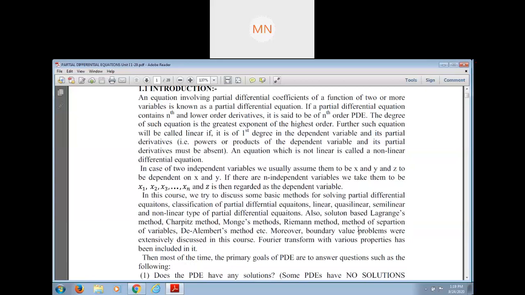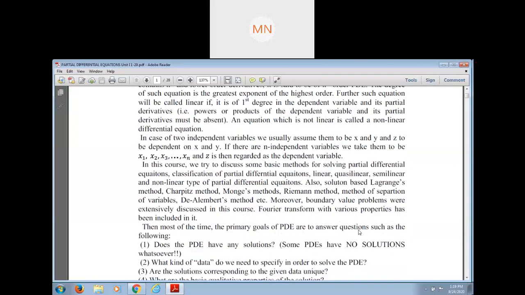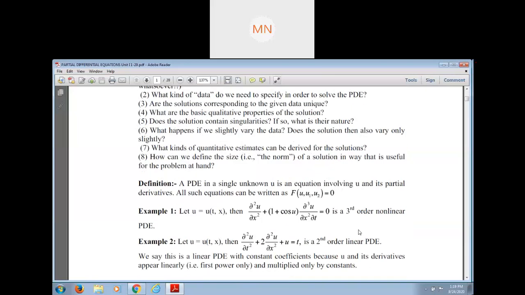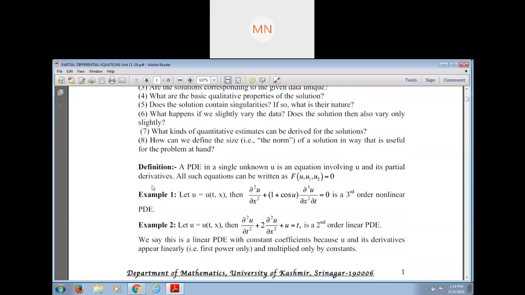And here we also classify linear partial differential equations, homogeneous, non-homogeneous, and so on. See the definition. Suppose we consider a single unknown u, and a function involving u and its partial derivatives. It looks like this: f of u, u1, where u1 denotes the partial derivatives with respect to x and y.